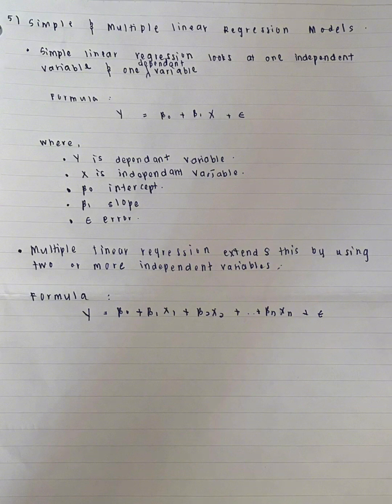And the multiple linear regression extends this by using two or more independent variables. The formula is y equals b0 plus b1x1 plus b2x2 plus up to bnxn plus e, where e is the error. And that's all from me.